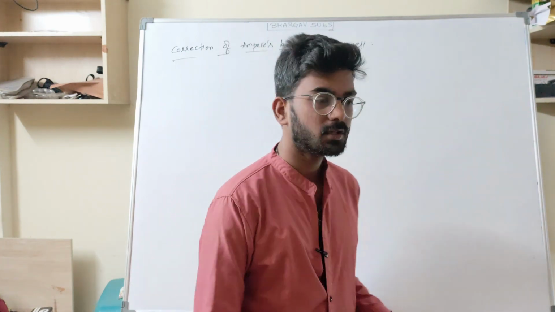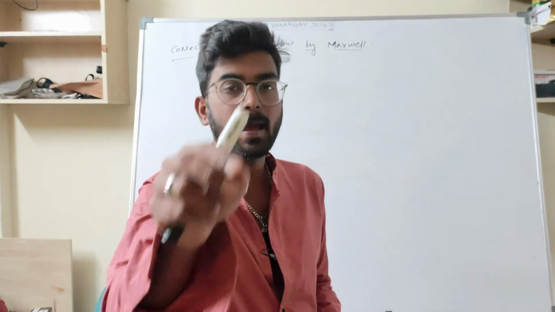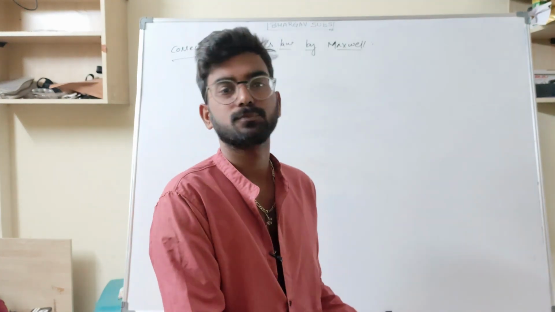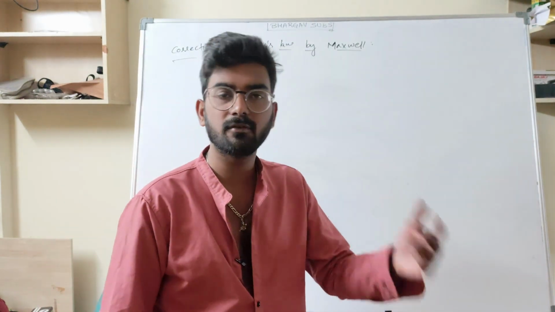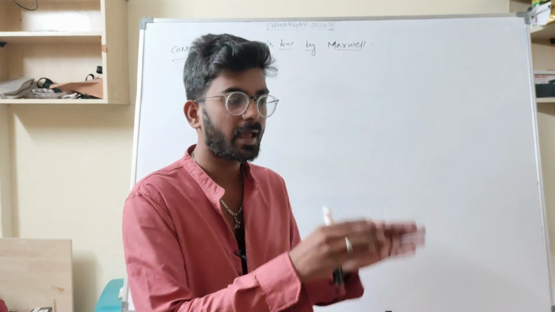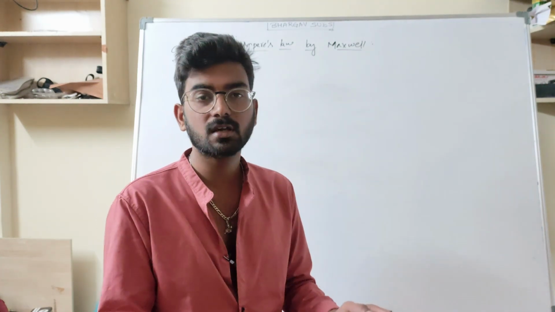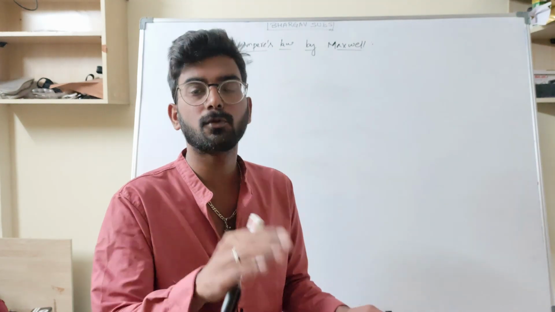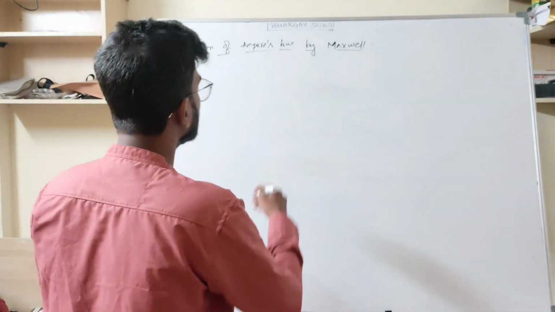So in today's class, let us discuss what is the correction made by Maxwell to Ampere's law. Okay, Maxwell did a correction. Initially, Ampere gave an equation which regards the magnetic field. There is a magnetic field along the length L, right? So that was directly proportional to the current enclosed in that loop. Okay, originally.